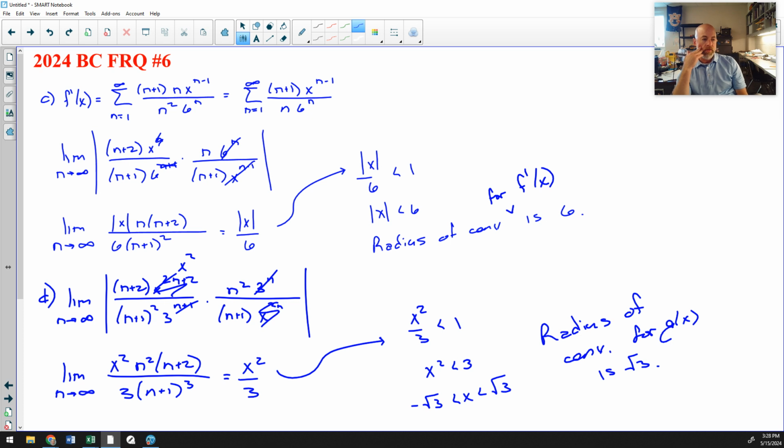Really bizarre to me that they asked back-to-back questions on radius of convergence. And I don't like that. It makes me think I messed up somewhere. And if I did mess up, you will let me know in the comments and we'll address them then. So that is it.